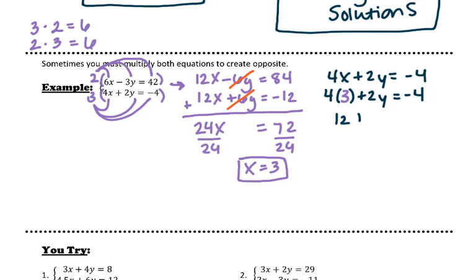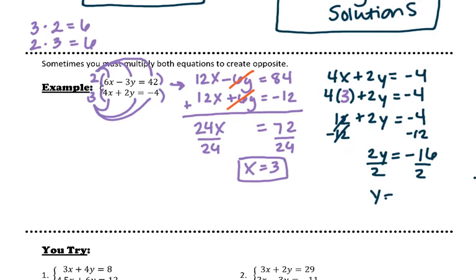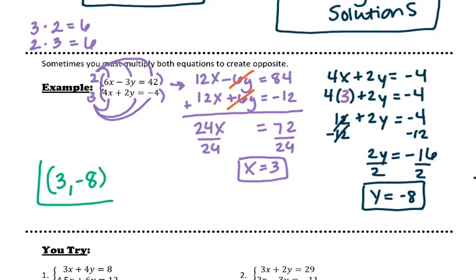So that's going to give me 12 plus 2y equals negative 4. And then we have to undo addition first by subtracting 12 on both sides. And that gives me, this gets more negative, to negative 16. And then finally divide by 2. So I'm getting a negative 8 for y. Awesome. So (3, negative 8) is our final answer.